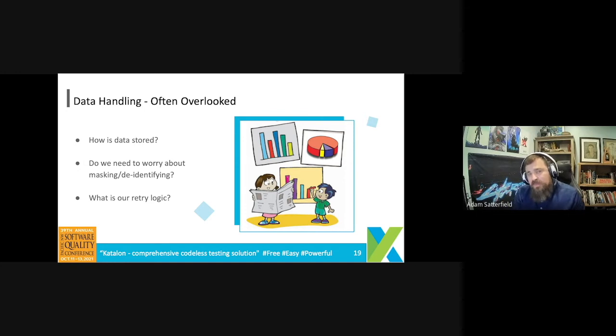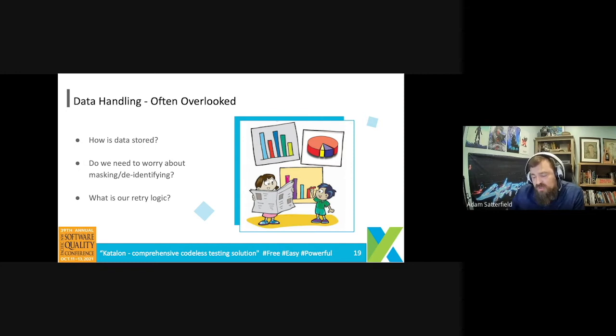But if you don't think about that up front, and you don't put that into your strategy of how's the data stored, do we have to worry about masking or de-identifying data? Where are we getting it? Are we using an Excel sheet? Are we using a SQL database? What are we doing here? As well as having that retry logic, you're going to find yourself going back and backhauling and doing some rework on your framework architecture to try to figure out how that works.